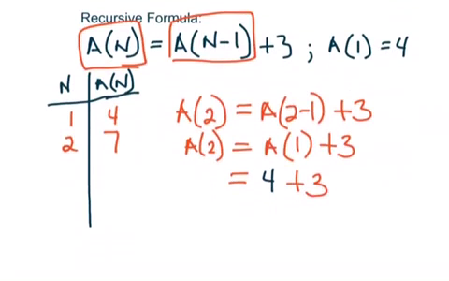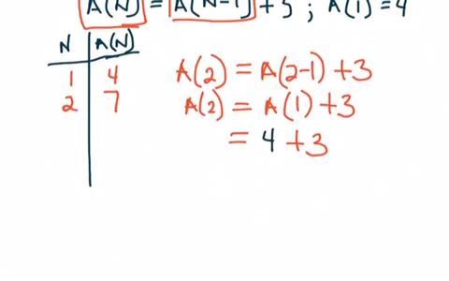The next term, a of 3, would be the previous term plus 3. So the previous term was 7. So all we have to do is take the number 7 and add 3, and we get 10. The fourth term would be the previous term 10, but then add 3, so 13.